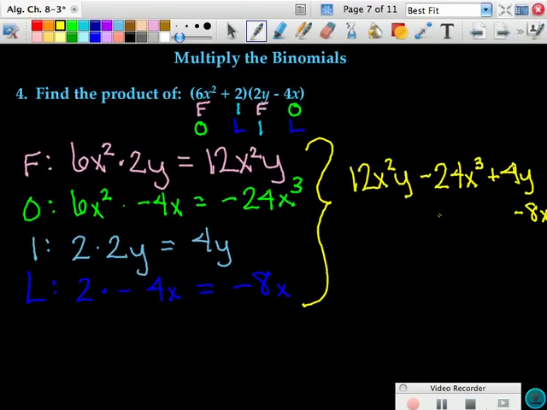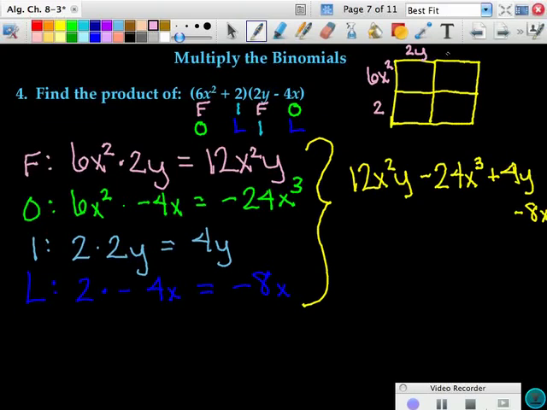Now, if you did the box method, it would be set up like this. And if you would like to do it this way, 6x squared here, 2 here, 2y here, and negative 4x there. Okay? And then go through, do your multiplying, and then you'll end up with this.